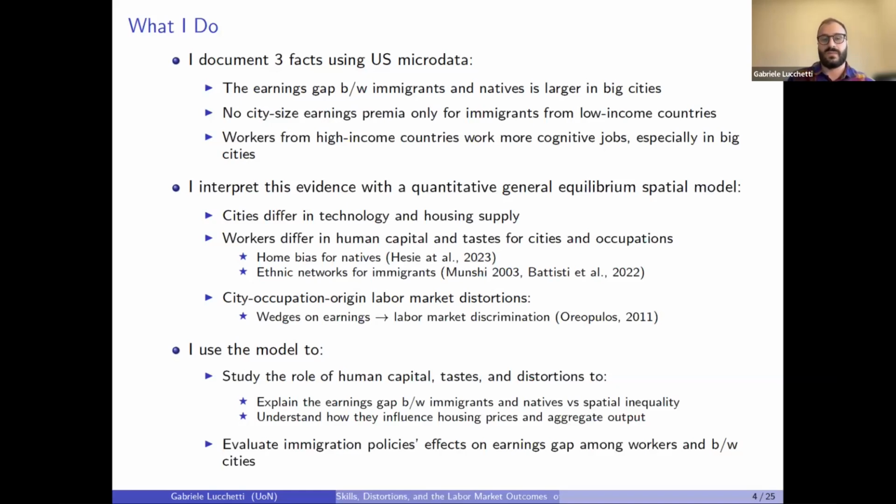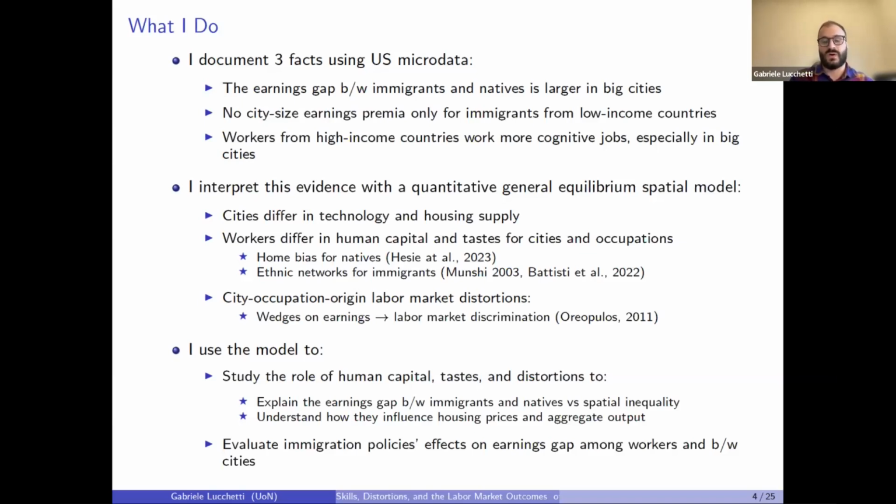Finally, I provide some evidence relative to the occupational sorting across space of immigrants and native workers. I show that workers from high-income countries, meaning both immigrants from high-income countries and natives, work more in cognitive jobs, and this tendency is particularly high in big cities. On the other hand, immigrants from low-income countries are more likely to work in non-cognitive occupations, but to live in big cities relative to the other workers.